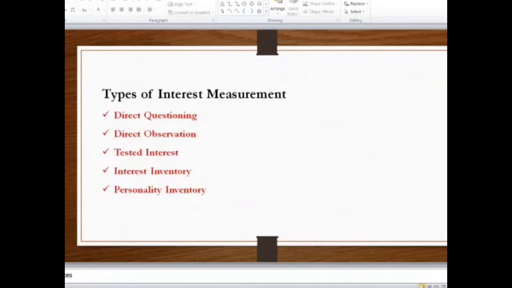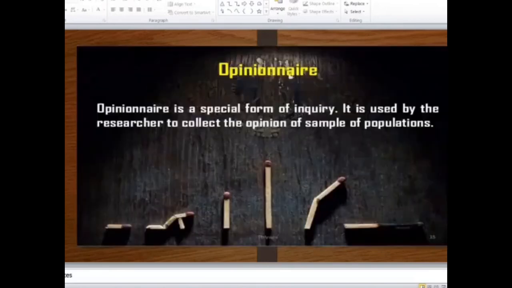Then the last type is the personality inventory. The personality inventory attempts to measure certain personality traits such as an individual's needs, adjustments, etc. It consists of questions of yes or no type.